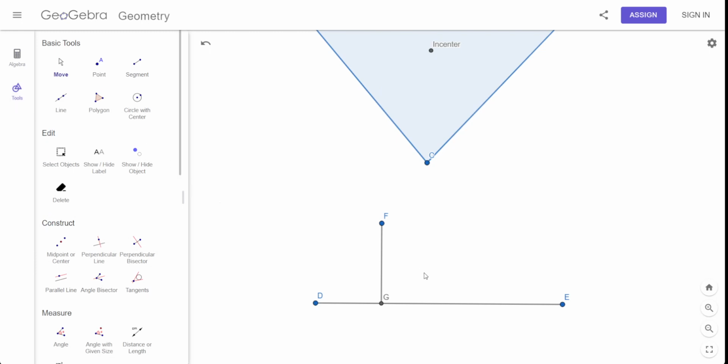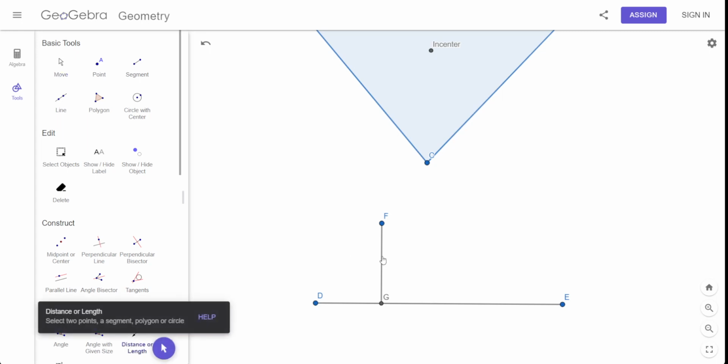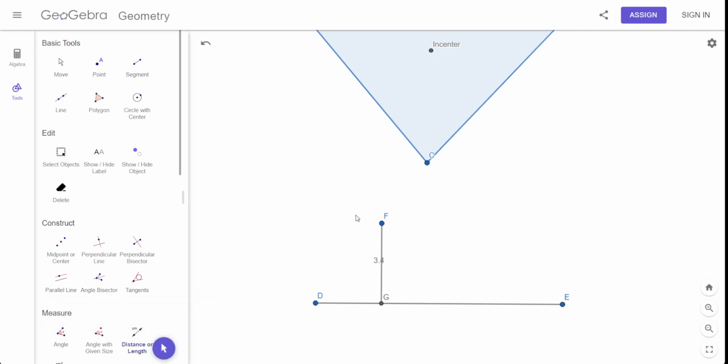Okay, so what is the distance from point F to line DE? The line segment FG. Whatever that length is, okay, that's the distance. Agreed? So watch this. I could find the length of it. I got a little button right here. If I click on it, it finds me the length of that line segment. It's 3.4.